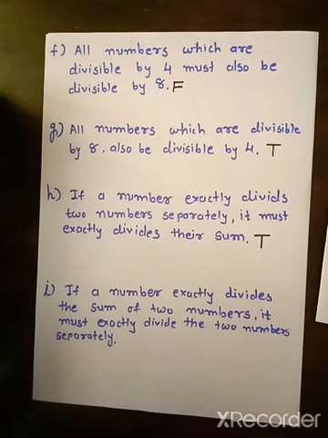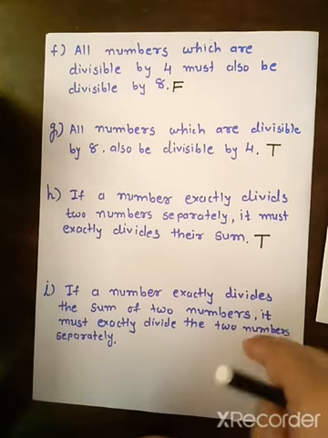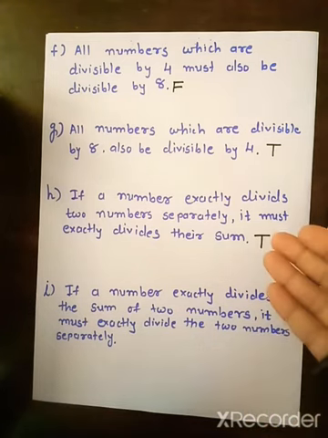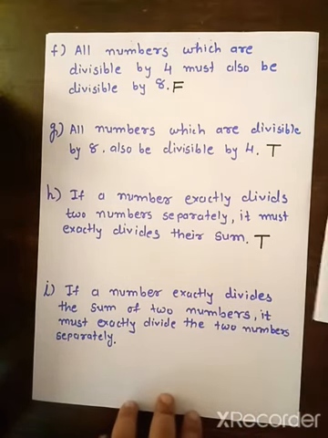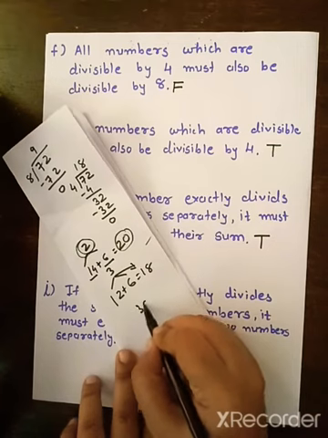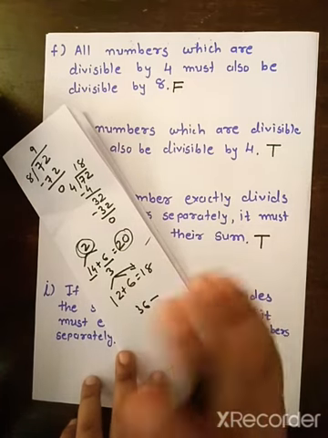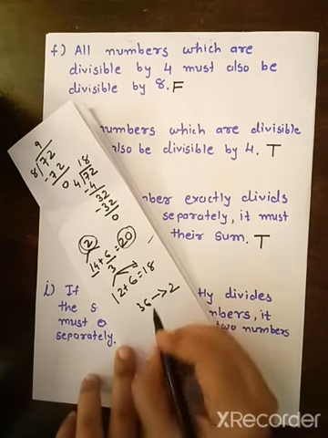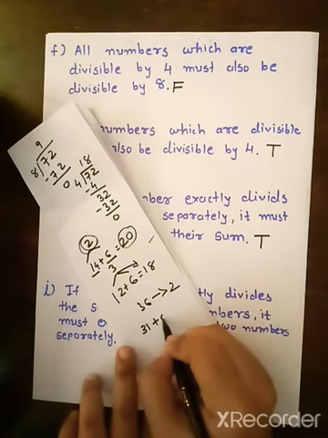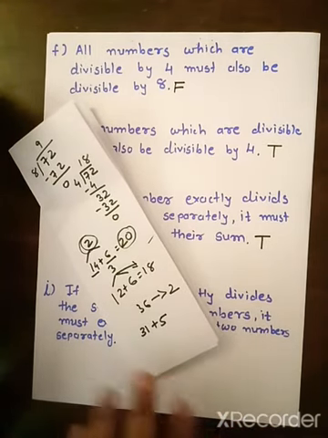Now the next one, the last one. If a number exactly divides the sum of two numbers, it must exactly divide the two numbers separately. If you read this statement carefully, it's a little bit the converse of the above one. If a number exactly divides the sum of two numbers, suppose I take the number 36. Now 36 is the sum of two numbers and 36 is divisible by 2. But if 36 is the sum of the numbers 31 and 5, are 31 and 5 divisible by 2?